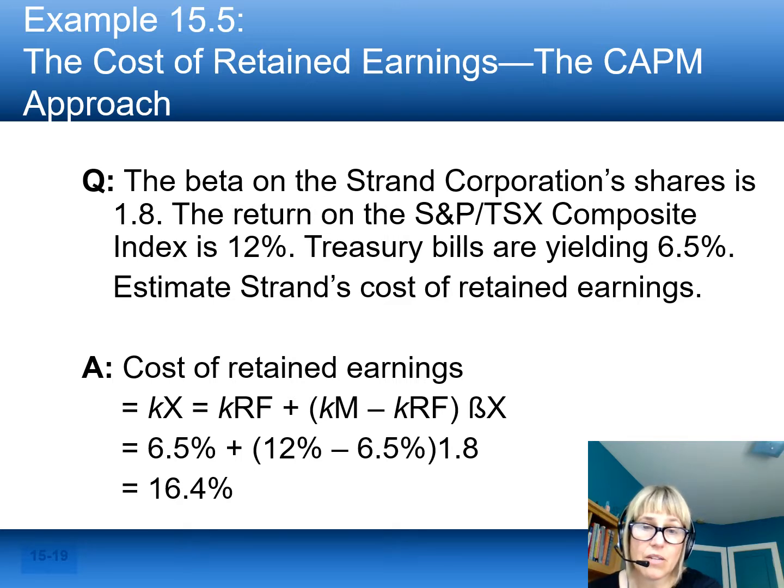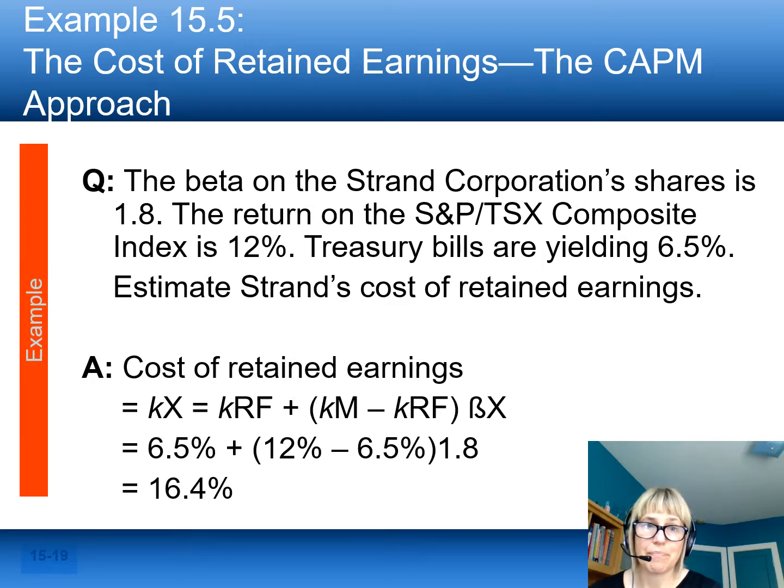Now, if this question said the market premium is 12%, then you would not deduct the risk-free rate in the brackets. You would just put the 12% in there, not minus 6.5%. So just a heads up for future problems. This calculation right here gives you the cost of equity in terms of the CAPM approach. So that's one way of calculating the cost of equity, through CAPM.